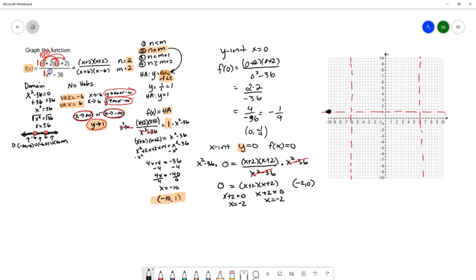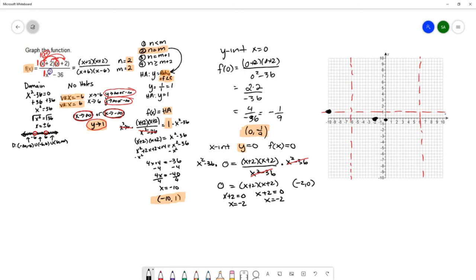We also have 0, -2 being a x-intercept. And then we also have the ordered pair 0 and -1/9, which will be about right here. So this is all the information that I have on the graph right now.